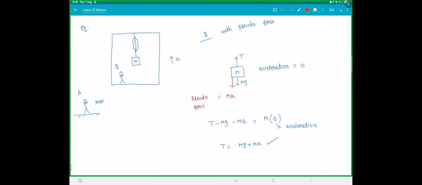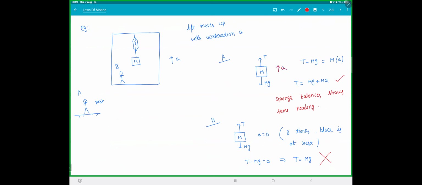Are the steps clear, everyone? All clear with this, how to use pseudo force? So how to use pseudo force? First, ask yourself, who is my observer? Before randomly putting a pseudo force, the first question you should always ask is, who is my observer? If you say A is my observer, don't talk about pseudo force. If you say B is my observer, then talk about pseudo force.